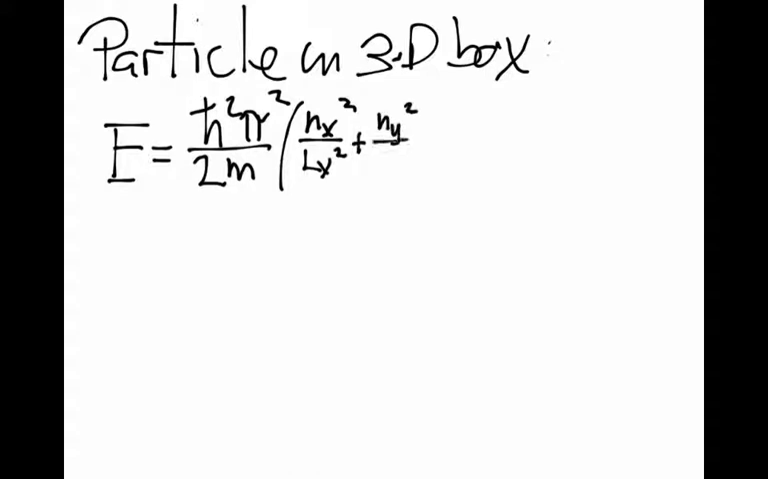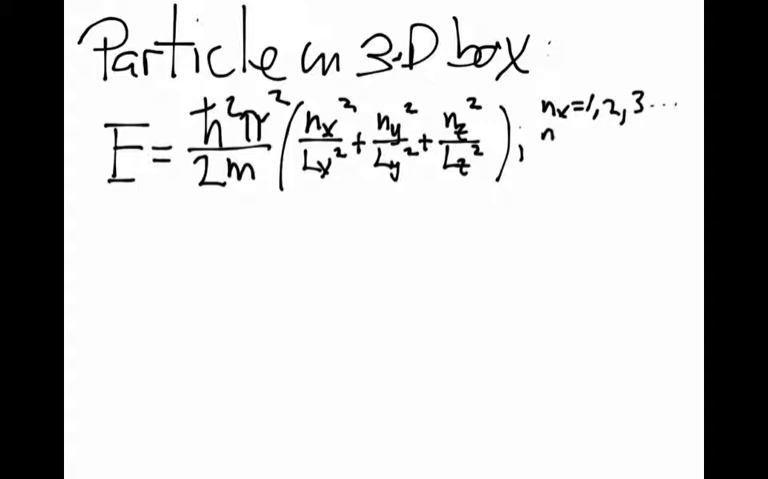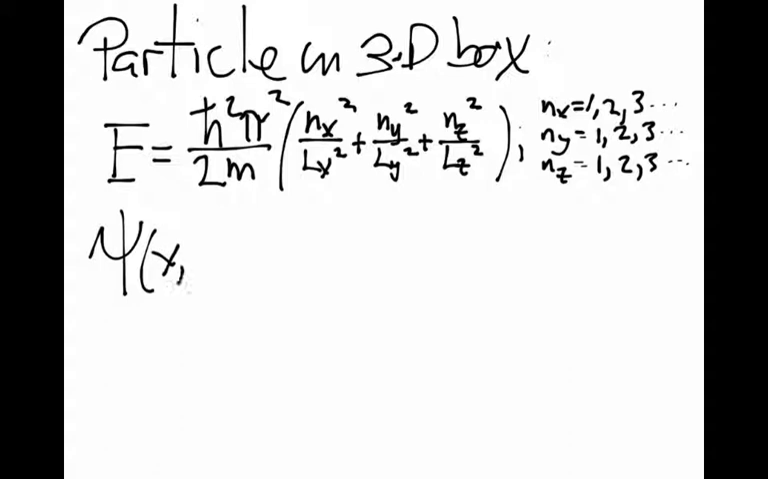We've already solved it. The energy is h bar squared pi squared over twice the mass, but now we have nx squared divided by L sub x squared, ny squared divided by L sub y squared, plus nz squared divided by L sub z squared. The three quantum numbers: nx is 1, 2, 3 to infinity, ny is 1, 2, 3 to infinity, and nz is 1, 2, 3 to infinity. So any positive integer for any one of those three quantum numbers, and we're done.